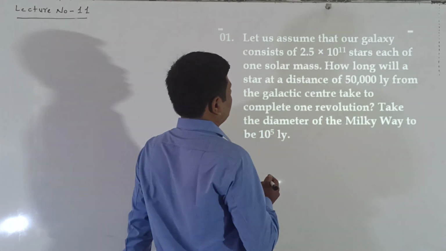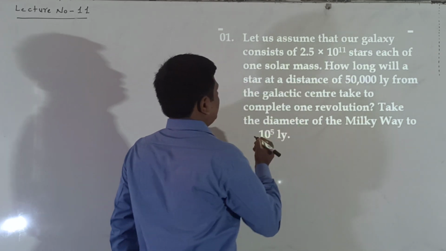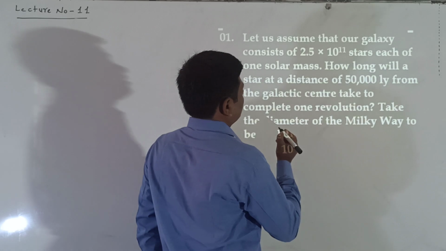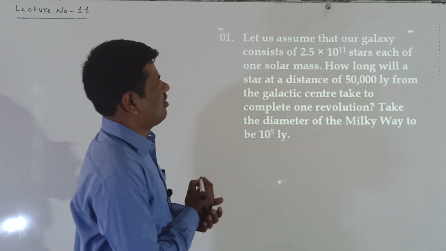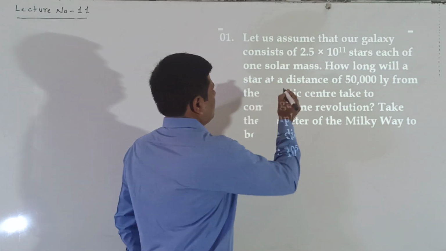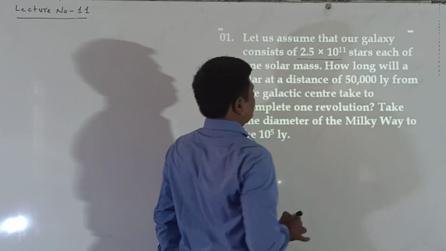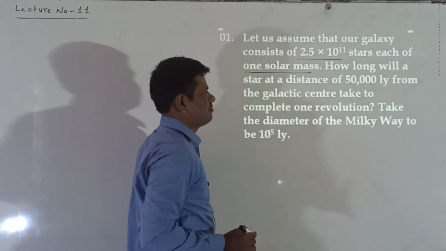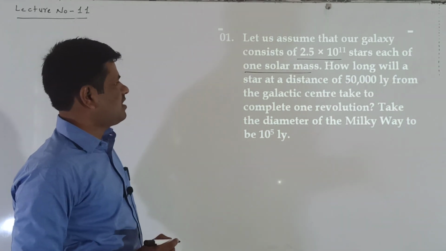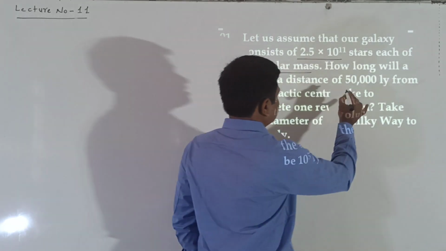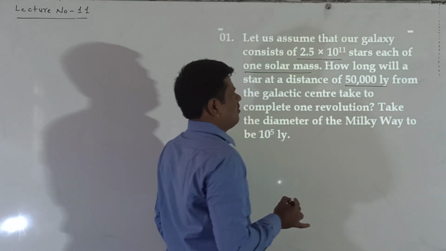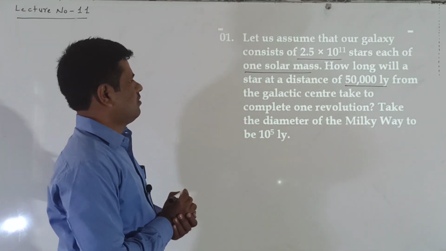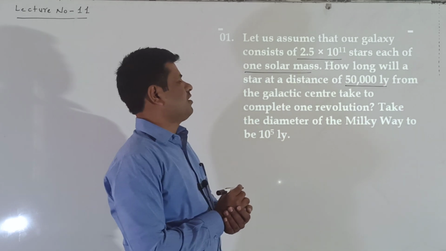Right, what are the given values? First of all, see here. Let us assume that our galaxy consists of 2.5 into 10 power of 11 stars. Here the number of stars is given. Each star has 1 solar mass. Here the distance is given, 50,000 light year from the galactic center, to complete one revolution.